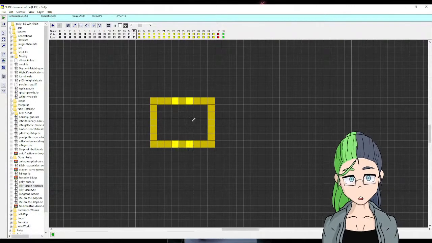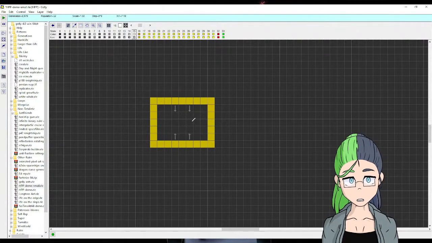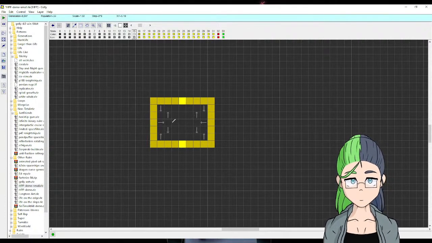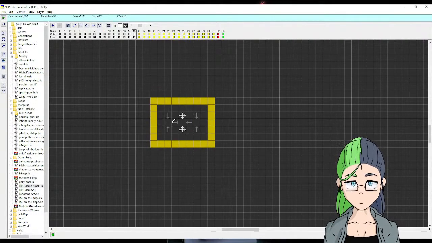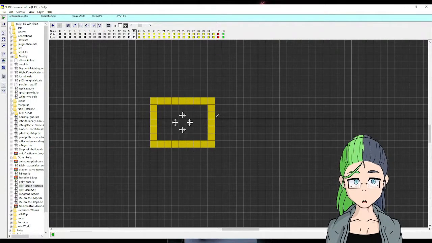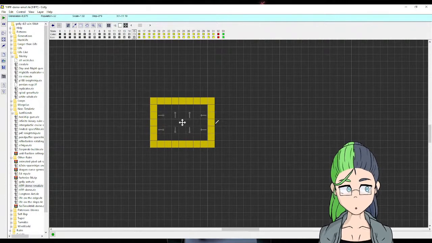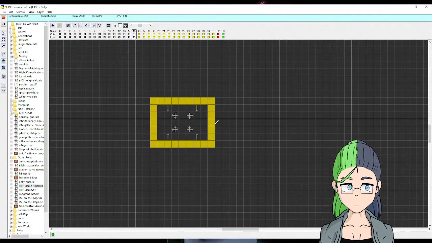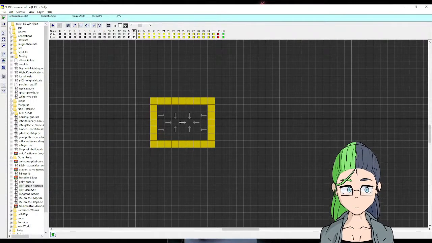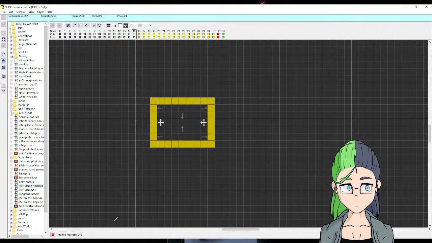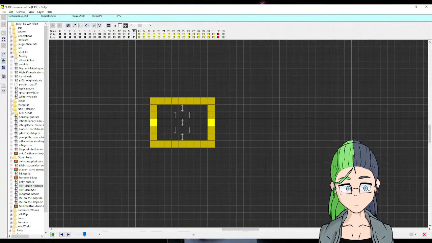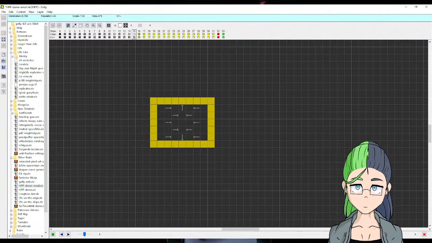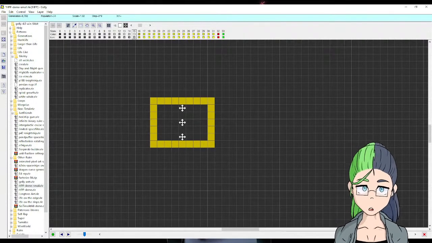Huh. It oscillates. What if I... Does it oscillate then? Maybe? Whoa. Two. One. Okay. Let's see. Oh, there's a bit right there where it's rotated 90 degrees.